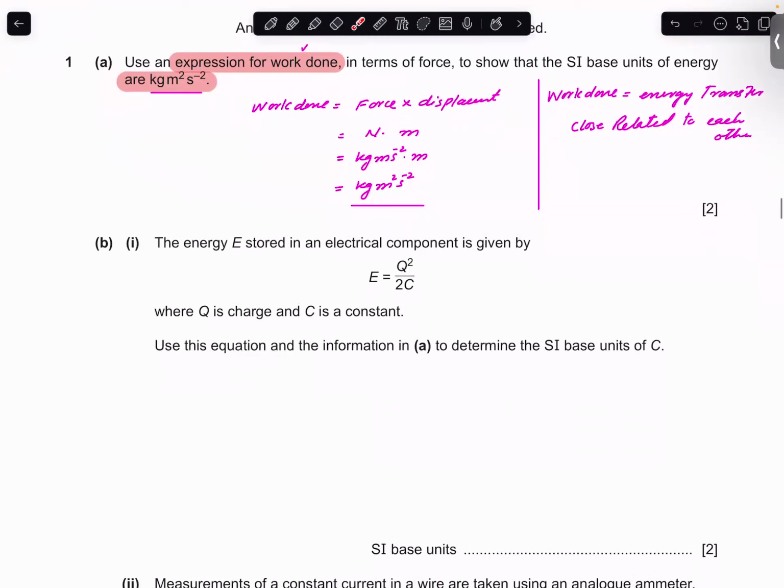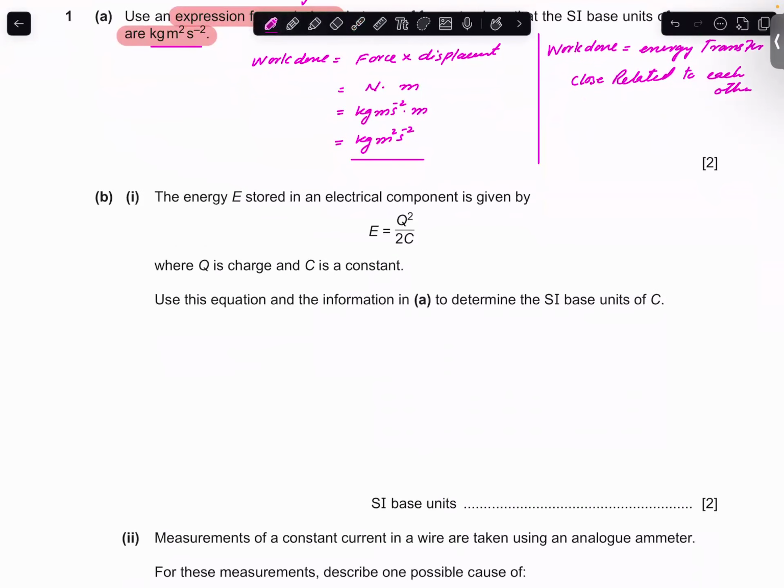Part B of the question: the energy E stored in an electrical component is given by this formula. Whenever a formula is given to you, it is very necessary to check in the formula what the variables are standing for, what they are representing. Q is the charge and C is the constant. Use the equation and the information in A to determine the SI unit of C. We have to find out the SI unit of C.